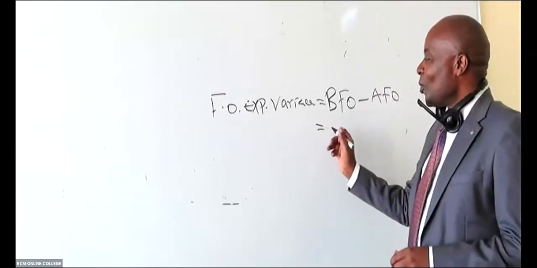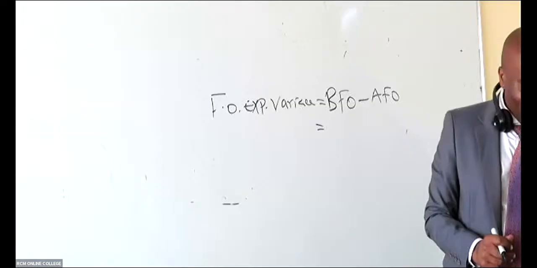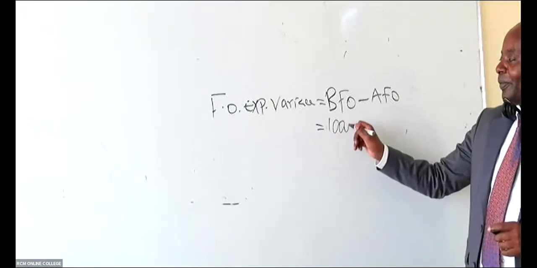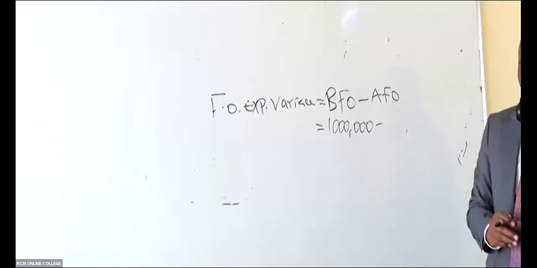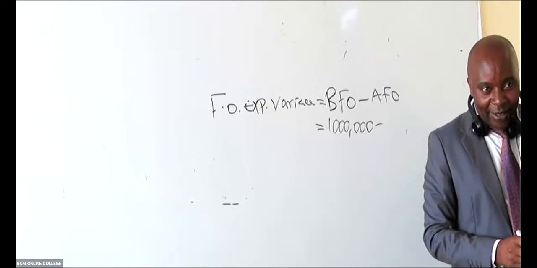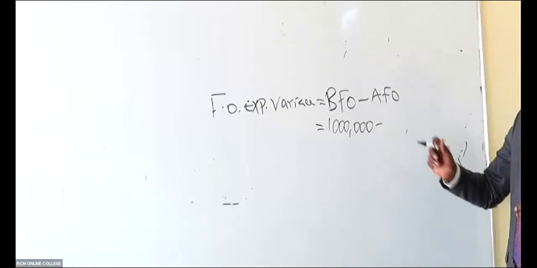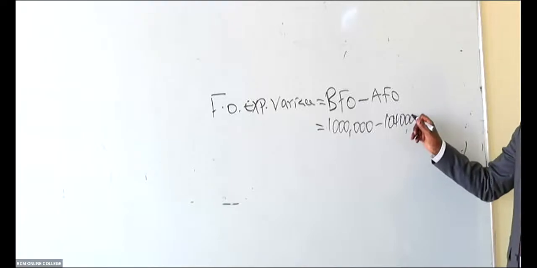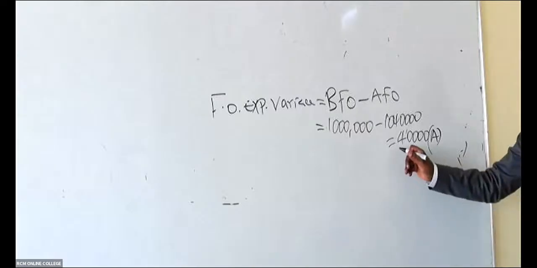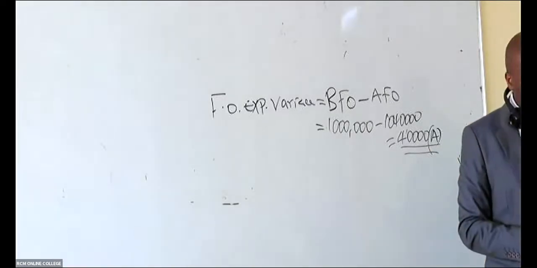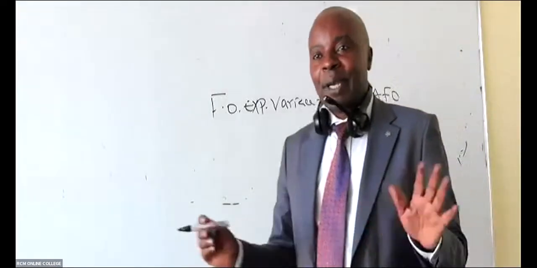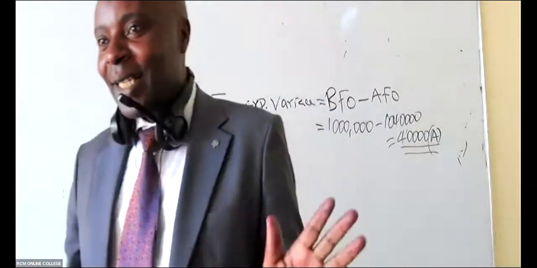All right. So do we have budgeted fixed overheads? How much? 1 million. Do we have actual fixed overheads? How much? 1,040,000. Thank you so much. So then this one here will end up giving me 40,000 what? Adverse. 40,000 adverse. Yeah, budgeted minus actual, just like that.